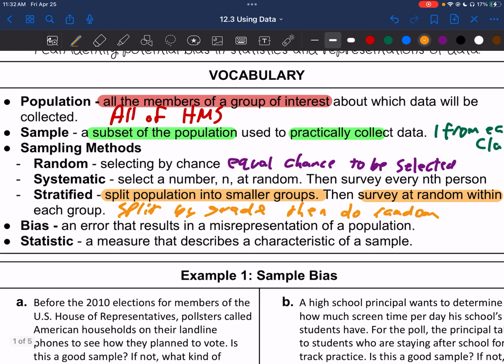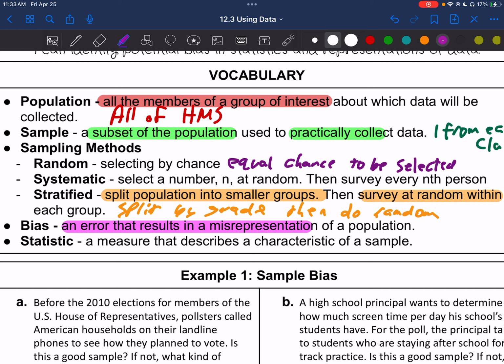So this brings us to our next part, which is bias. Bias in a statistical sense is an error that results in a misrepresentation of a population. So if I'm trying to survey and find out what people like at Huntley Middle School, but I only am sampling from my advanced classes, I am biasing the sample because not every class is advanced. If I'm only selecting sixth grade classes, that's biasing the sample against the rest of the population. You are not seeing what everybody across the building is doing.